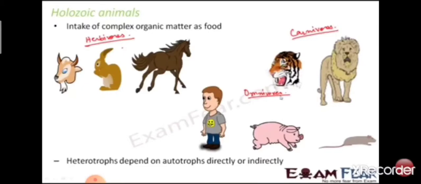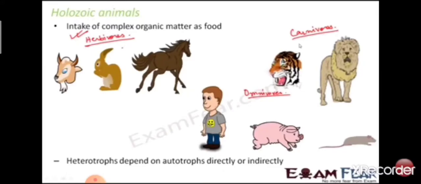So the herbivores are dependent on the autotrophs, that is plants, but the carnivores eat animals which eat the plants. So all the animals directly or indirectly depend on the plants. So we will look at various types of animals which we have discussed just now.